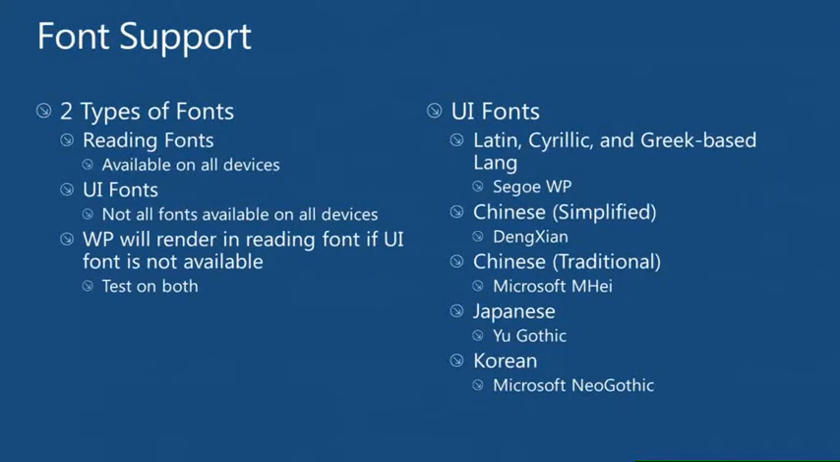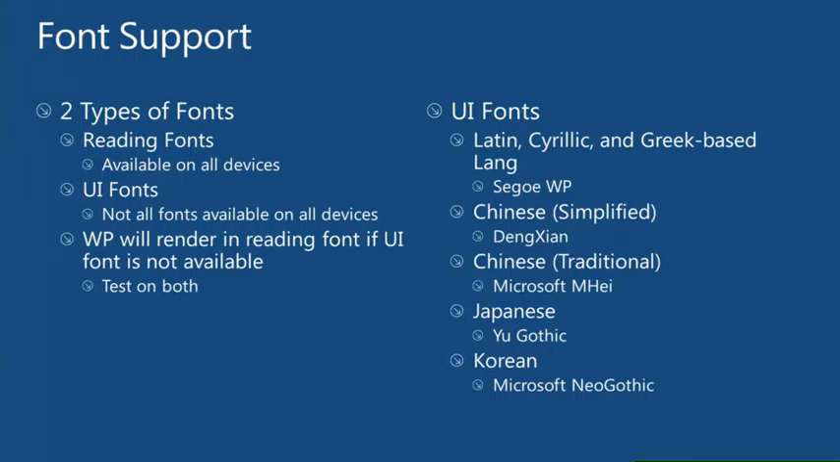So Windows Phone actually includes 2 different types of fonts. There's a reading font, and those are available on all devices. And then there's a UI font. The UI fonts are not available on all devices. In fact, many devices you will find don't include the UI fonts that you may be looking for. It varies from device to device. Windows Phone will render in the reading font if it doesn't have the UI font. But then you may start getting into issues with layout because you'll see different layout. So one of the things you'll have to keep in mind is which UI font you're using.